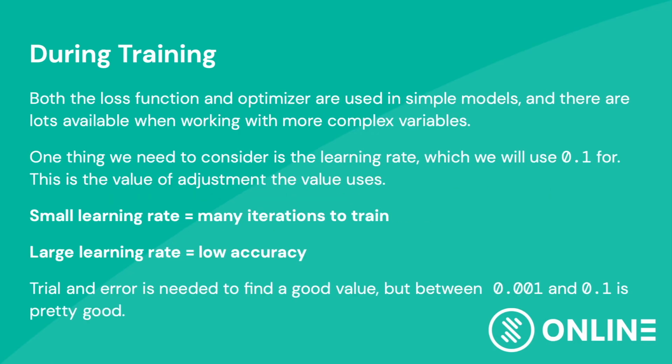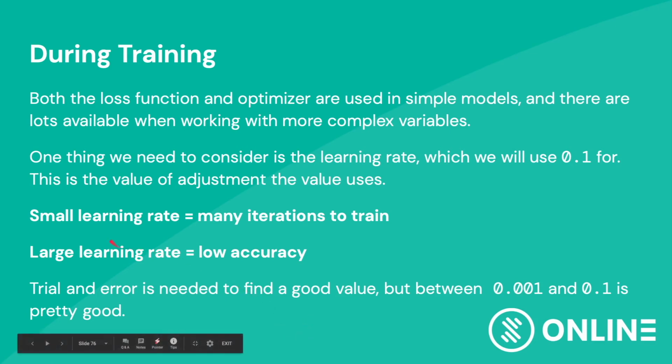Both the loss function and optimizer functions are used in simple models, but there are lots available when you're working with a lot more complex variables and models. One thing we need to consider is something called the learning rate, which is 0.1. We're going to be using 0.1 for this. The learning rate is the value of adjustment that the model uses.